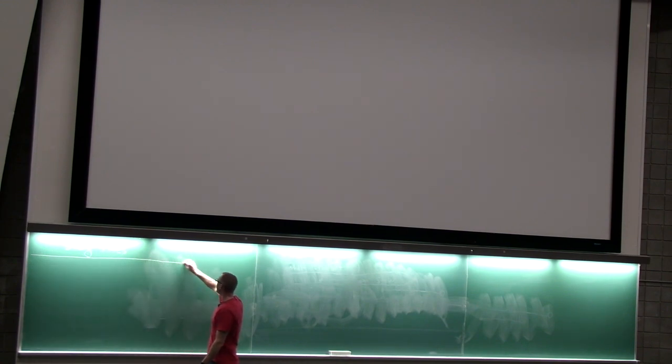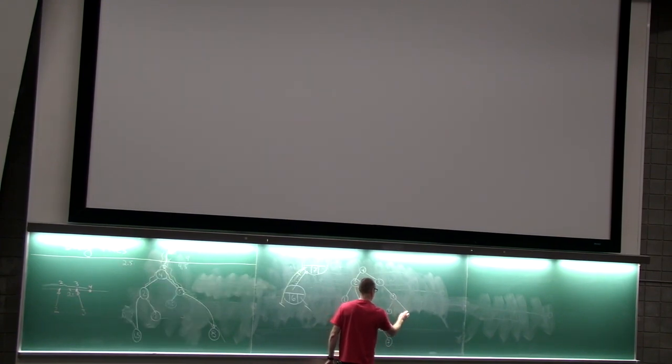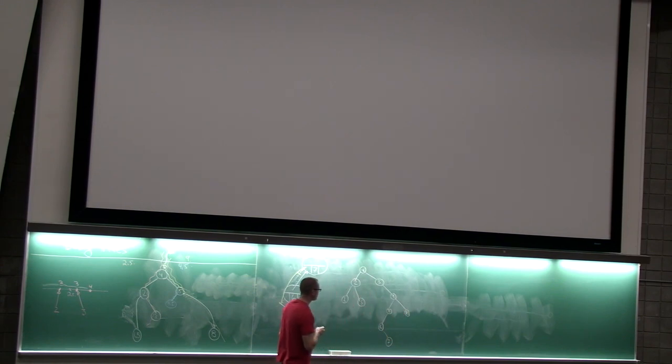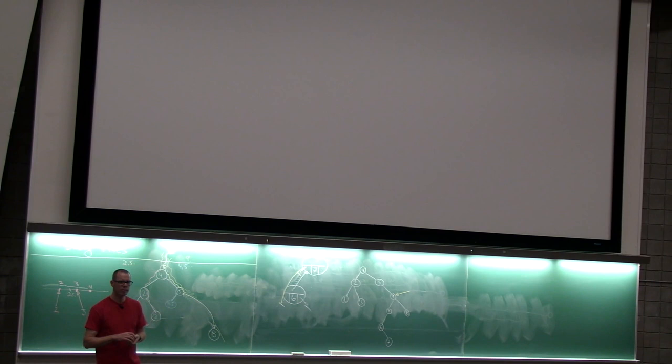So binary search tree, remember, was a binary tree. Here's another binary search tree. And let's delete nine. So nine is the one we wind up in. What do we do?